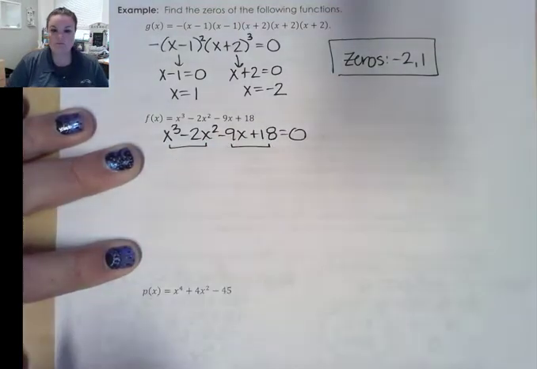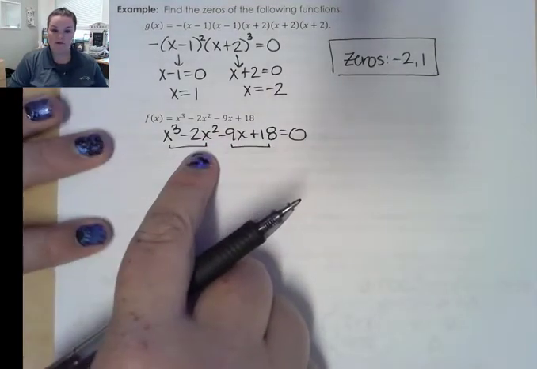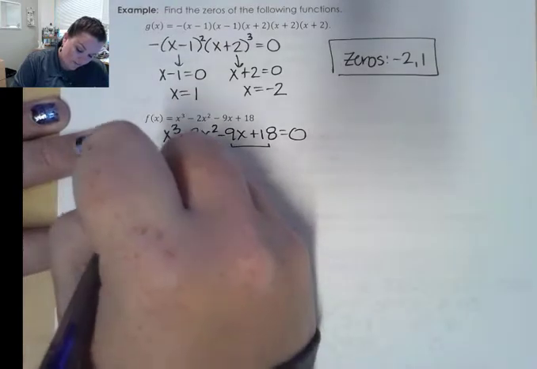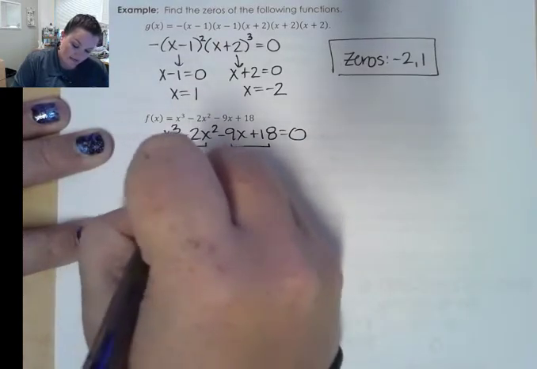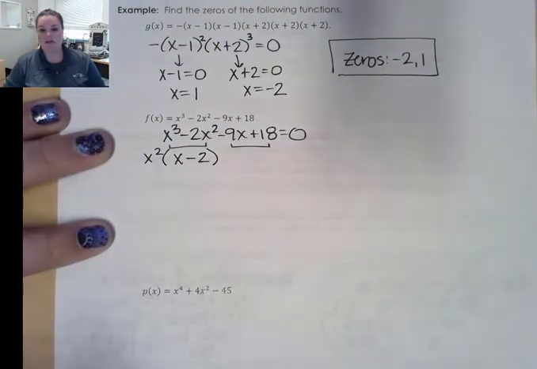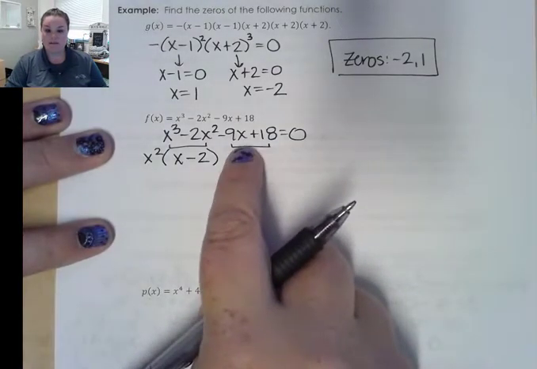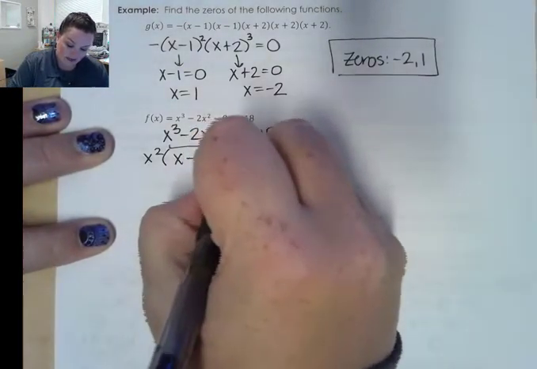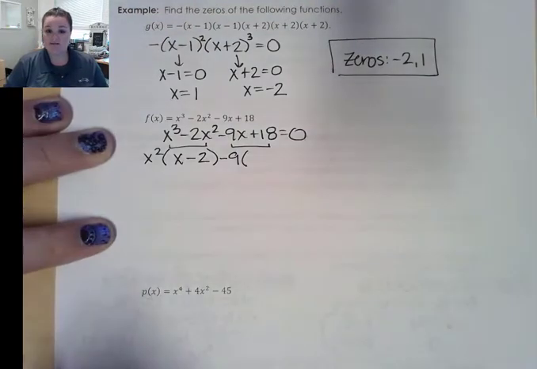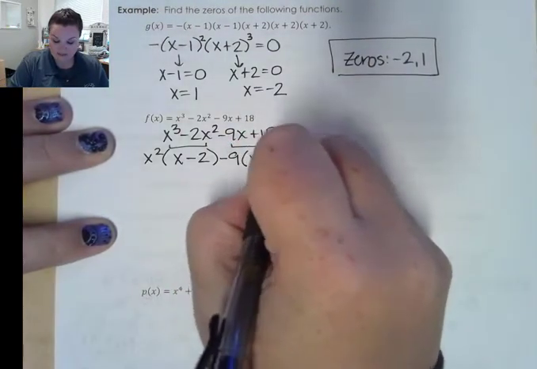Out of the first pairing, we can take out an x squared. That leaves us with an x minus 2 when we factor out that x squared. And then out of the second pairing, I can take out a -9. When I factor out -9, that's going to leave me with an x minus 2.